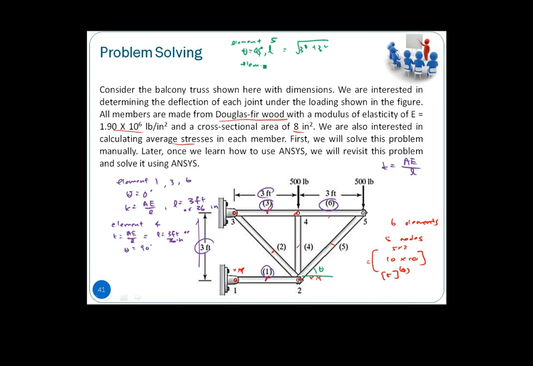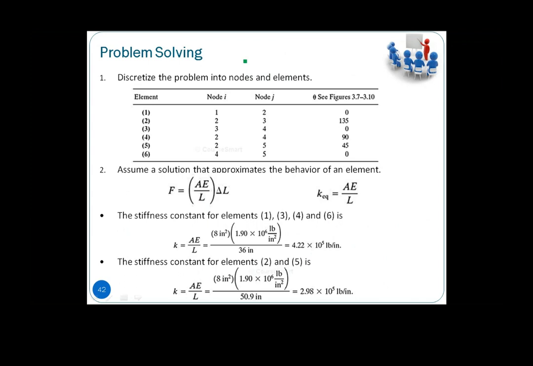Element number 2: theta here is from here to here, 180 minus 45, which is 135 degrees. The length is also the same, the square root of 3 squared plus 3 squared. So in total we have 4 groups of K to be calculated before we can assemble them. That is just a summary.